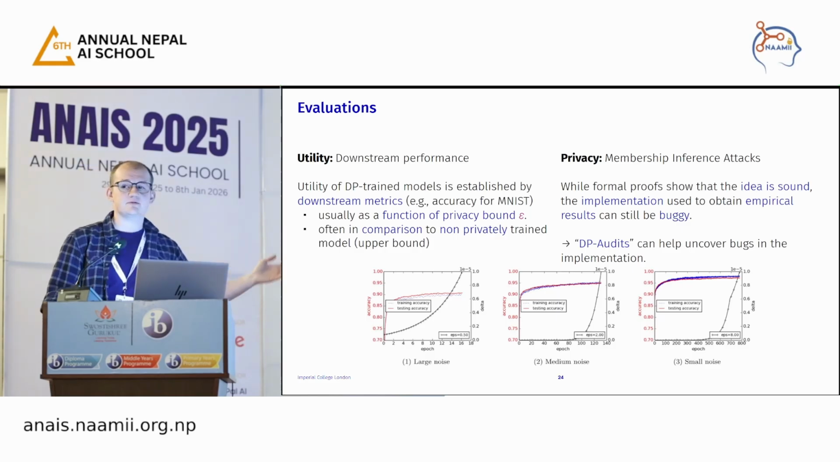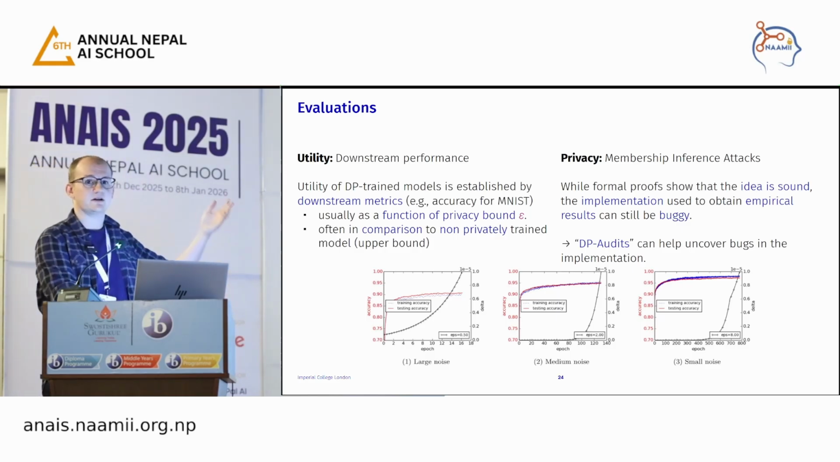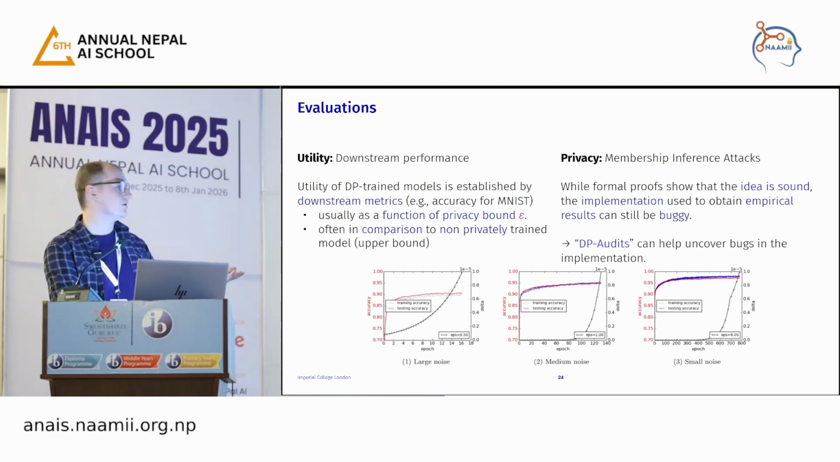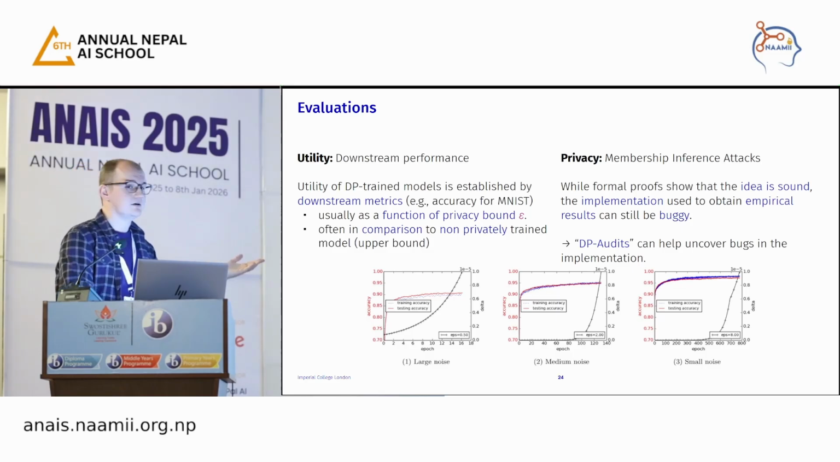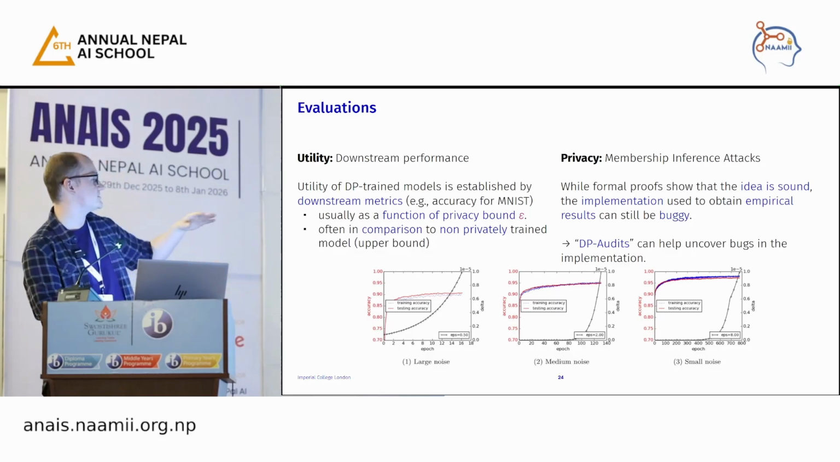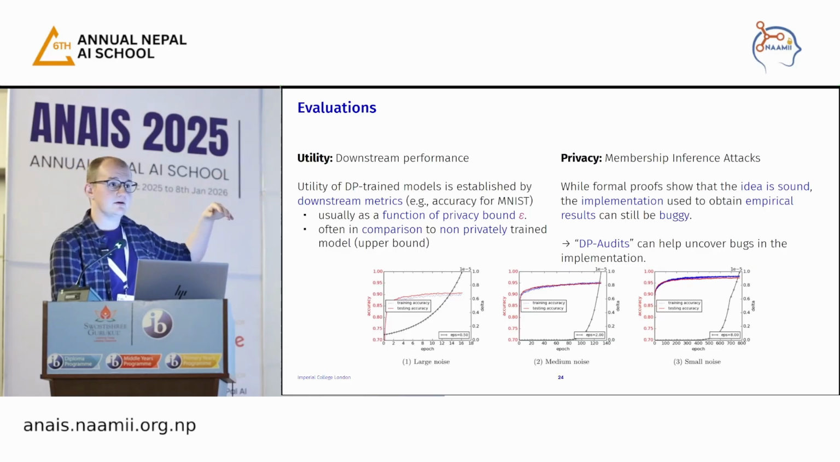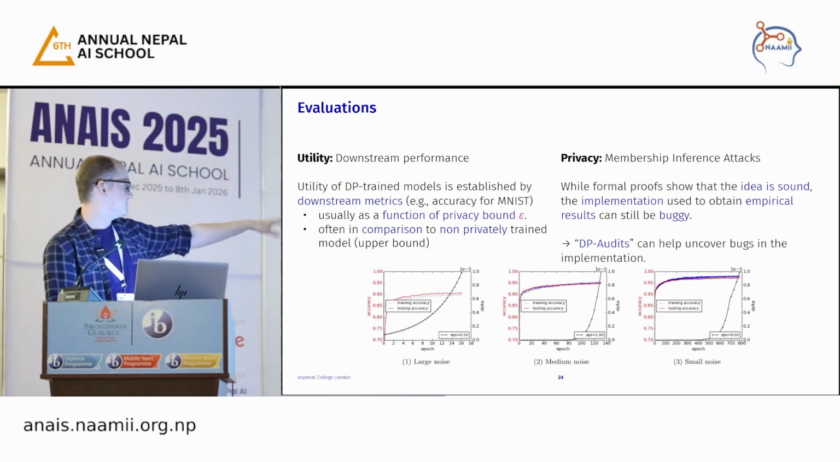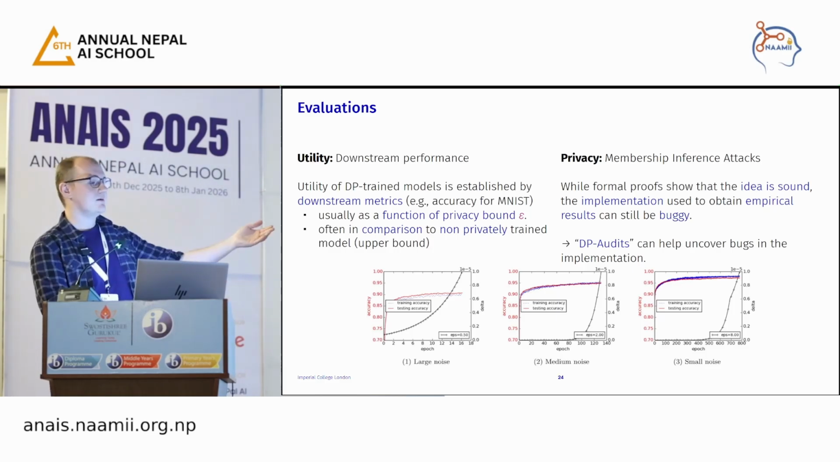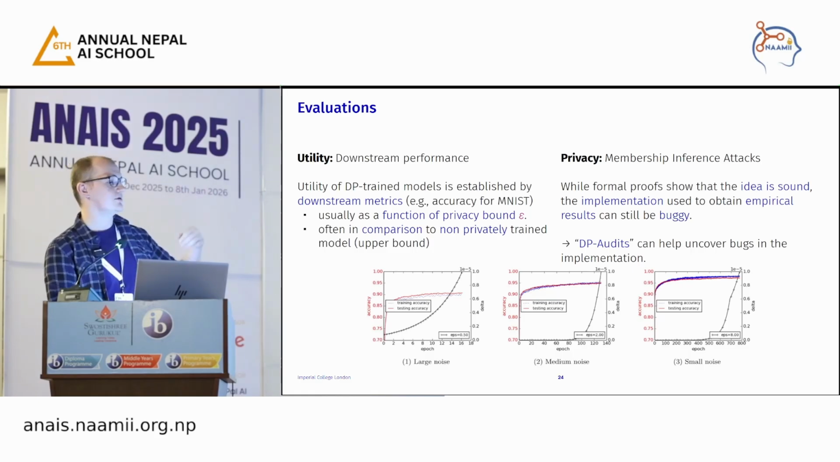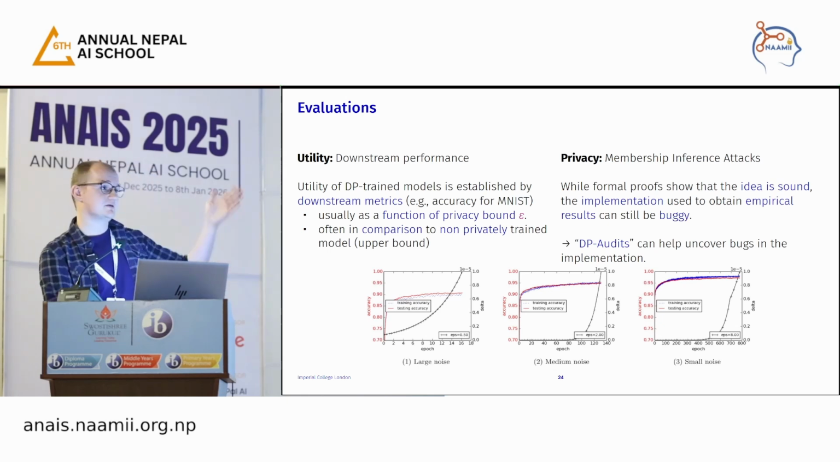And often we do that in comparison to a non-private model trained on the same data set, just to get an idea of how much utility we lose compared to just training the model. At the same time, we still do the privacy evaluation, right? We have a formal proof that shows that the idea is sound. We have proven it, but there's still plenty of room to make errors when we implement our idea, right? And because the empirical scores are obtained through the implementation, we also need to make sure that our implementation is bug-free. So we run membership inference attacks, if only to make sure that we have implemented everything correctly and there are no privacy violations according to the theoretical worst-case scenario. These so-called DP audits can help us uncover bugs in the implementation.